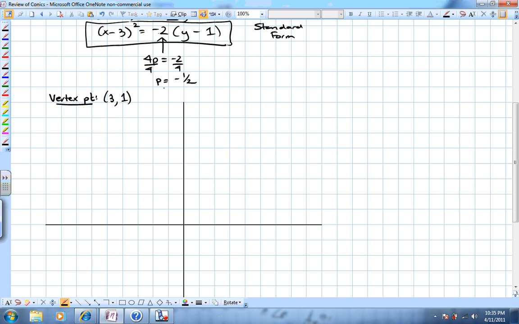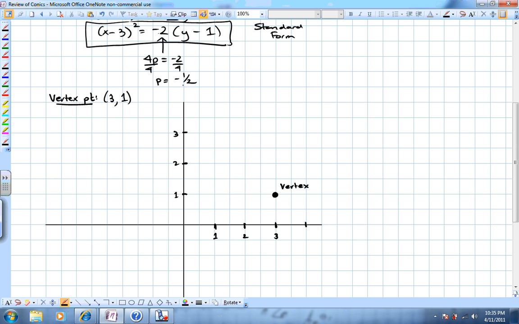Now, I know that this p-value of negative 1/2 is how many units I'm going to have to travel from the vertex. So I'm going to change my coordinate system so that instead of going by ones, every other two I'm going to go by ones. So I'll make this 1, 2, 3. Same thing over here, 1, 2, 3. And that way I'm going to plot my vertex point. Again, not the center point. It's slightly different from what we were doing with ellipses and hyperbolas. So I have my vertex point, and again, next thing to notice is my p-value.